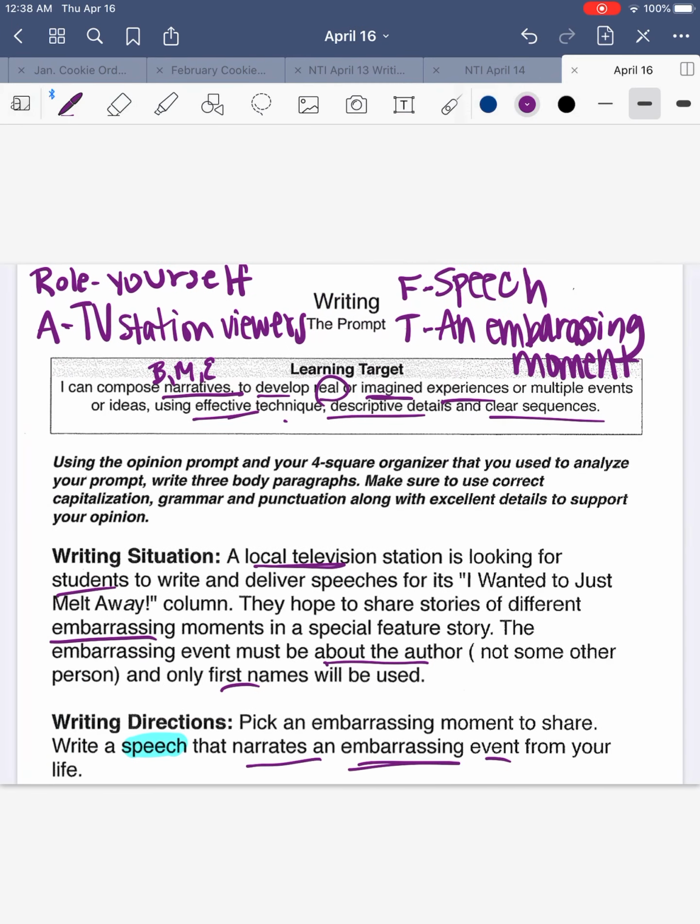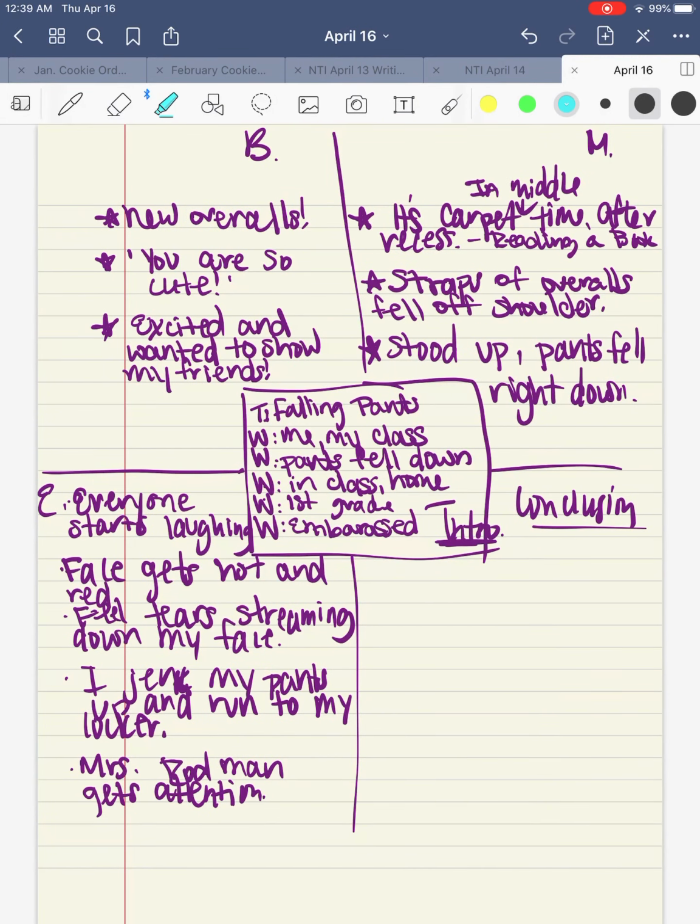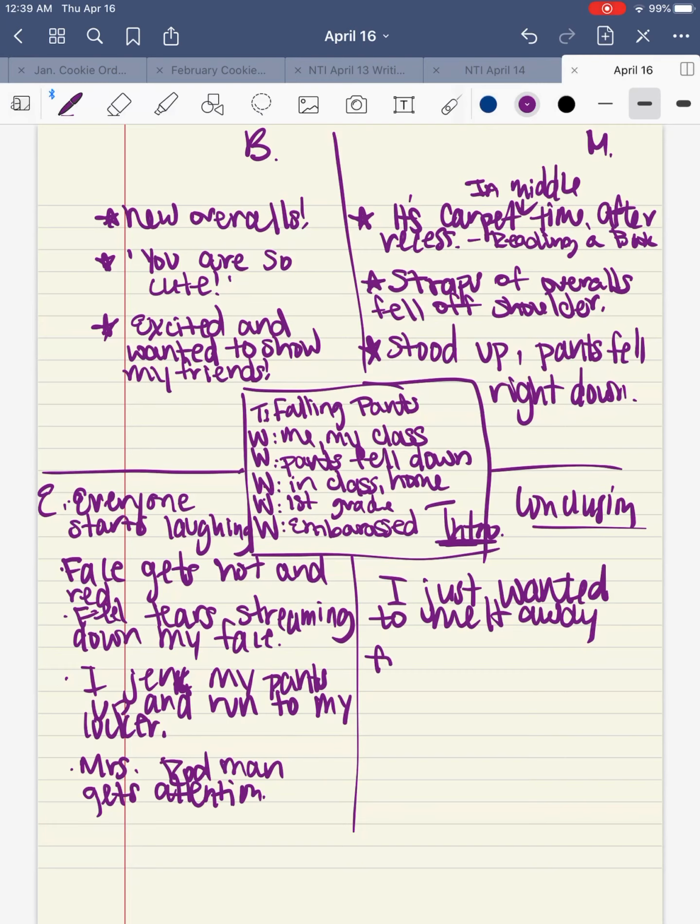Now, it's important to go back to your prompt and your writing situation. So what I'm going to do is include this phrase: I wanted to just melt away. Okay, because I did. But that's something good that you can include in your conclusion paragraph. I just wanted to melt away from embarrassment. And then I can go on to say, my mom tried to make me feel better. And she told me that everybody gets embarrassed. Mom, everyone gets embarrassed about something.